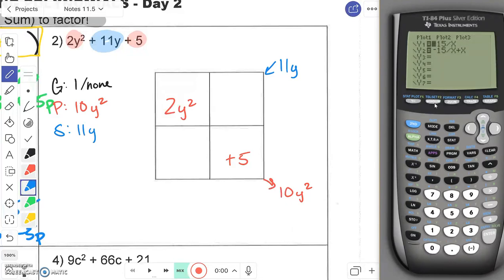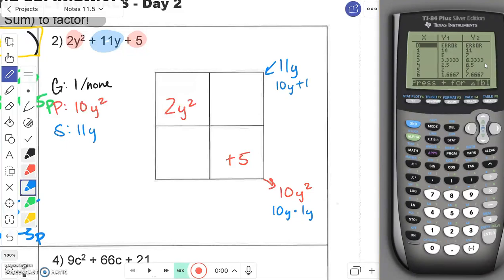So I'm going to go back to my calculator, put in 10 divided by x, and 10 divided by x plus x to get that sum. Go back to my table, and I'm looking for it to, there's that 11. So 1 and 10 multiply to be 10, but add up to be 11. So when I'm looking at this, I know that 10y times 1y would give me 10y squared, and 10y plus 1y would give me 11y. So those two things, a positive 10y and a positive 1y, end up inside my box.